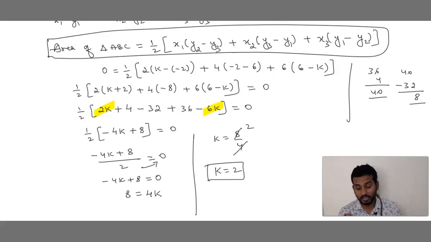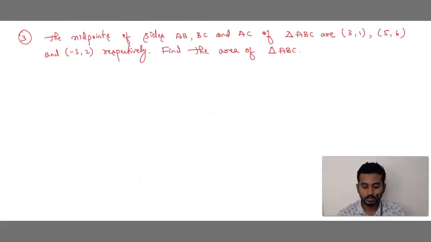Let me solve the next problem. See children, this problem, question number 3. The midpoints of sides AB, BC and AC of triangle ABC are (3, 1), (5, 6) and (-3, 2) respectively. Find the area of triangle ABC. So let me assume this is a triangle. I am going to give this triangle the name ABC.